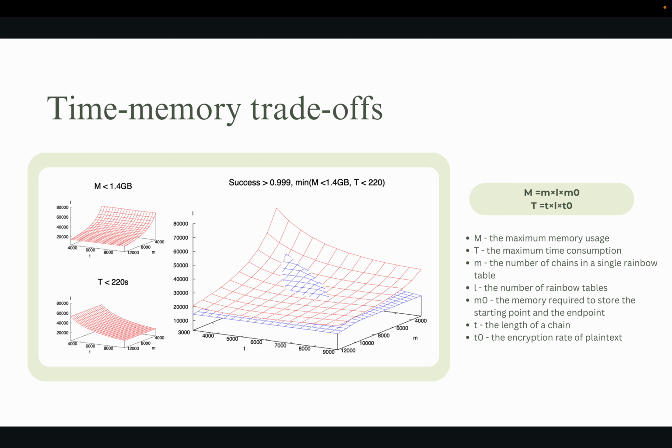The intersection of these two surfaces forms two lines, which represents the optimal solution. By examining the two intersection points in relation to the previously mentioned formula, L is the number of rainbow tables, which only affects the final output efficiency and doesn't impact the concept here. Additionally, M0 and T0 are fixed constants and can be ignored. Therefore, we can observe that as M increases, T decreases, and conversely, as T increases, M decreases, which is the specific manifestation of the time-memory trade-off.